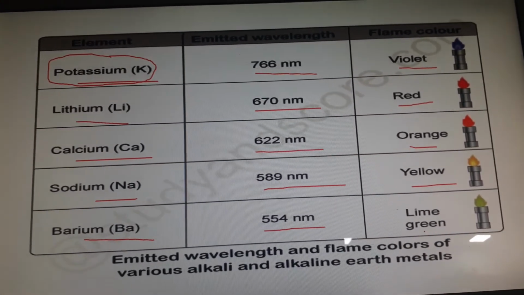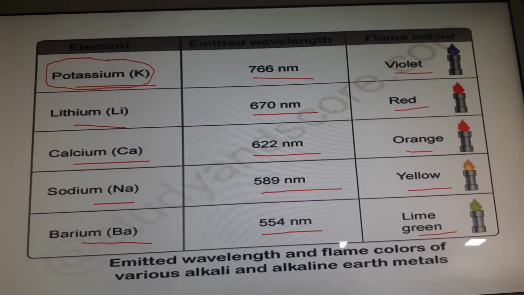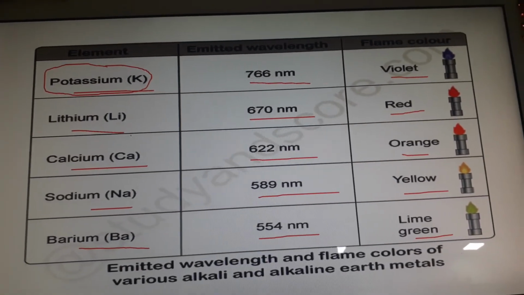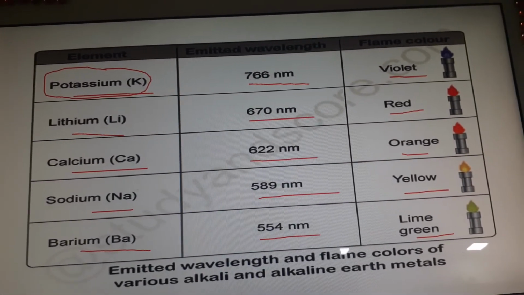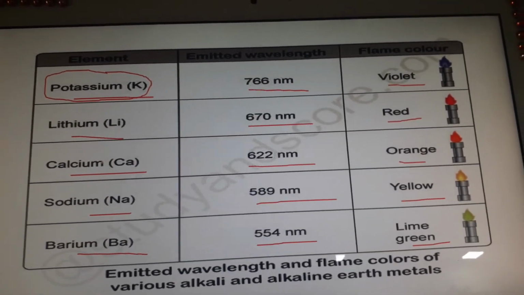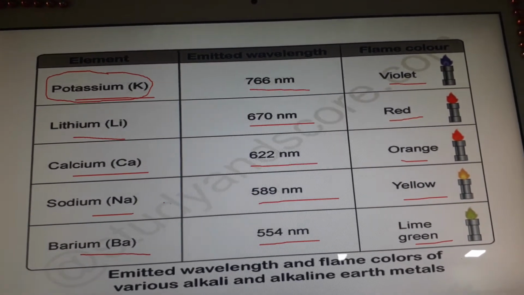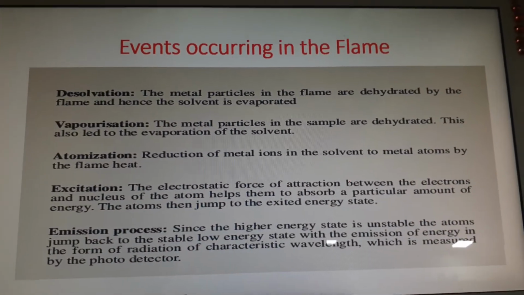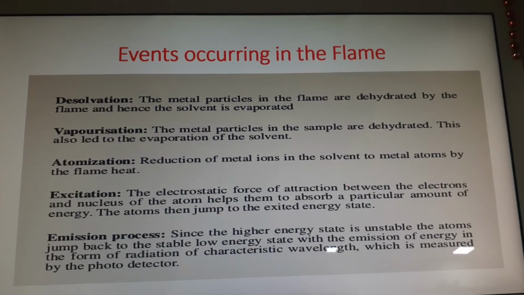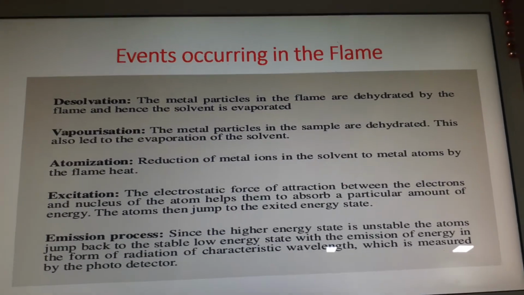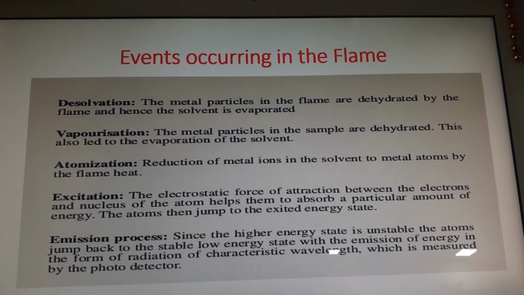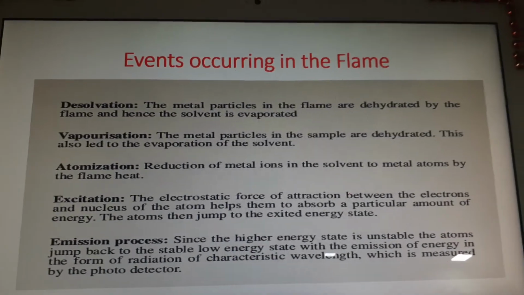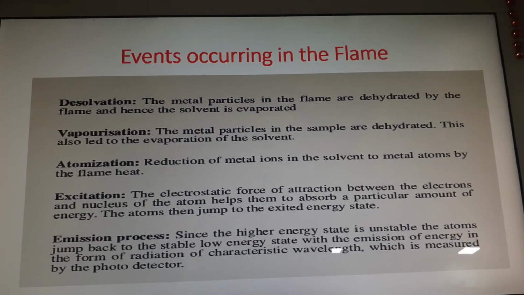So with this we can come to know the color of the flame, and depending on the color of the flame we can know which element is present. If it is orange, then calcium is present in the sample. If it is yellow, then we can say sodium, and so on. Now let's see what the various steps involved are when this process of flame emission takes place. Emission of the element using flame photometry takes place through what is labeled as events occurring in the flame.